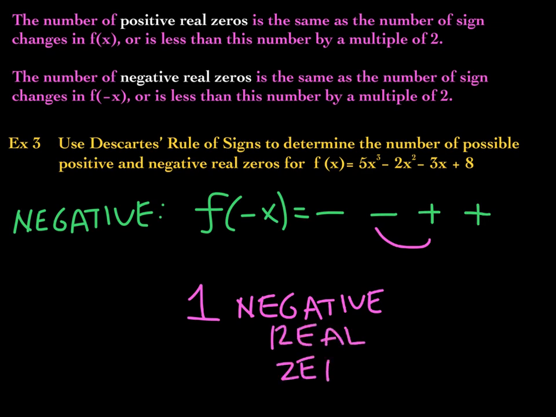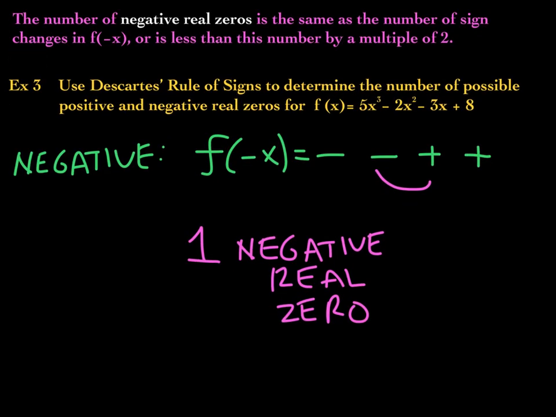Now, I want to mention something here. It says the number of negative real zeros is the same as the number of sign changes in f of negative x, or is less than this number by a multiple of 2. I'm not going to bother subtracting by a multiple of 2 here like I did a little while ago for the positive zeros, because if I do, watch this, 1 minus 2 is negative 1. I can't have negative 1 negative real zeros, right? So I won't even bother subtracting by a multiple of 2 for this example.